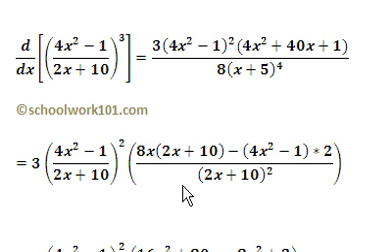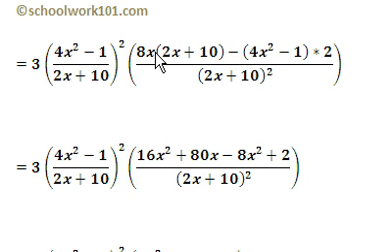But this is what we're going to do. I'm going to, looks like maybe I'm going to multiply this 8x across, distribute the negative, multiply the 2 across here. I don't know, let's look. Yes, that's what's going on. 8x times 2x is 16x squared. 8x times 10 is 80x. Then I distribute the minus across and then the 2. I kind of do that at the same time.